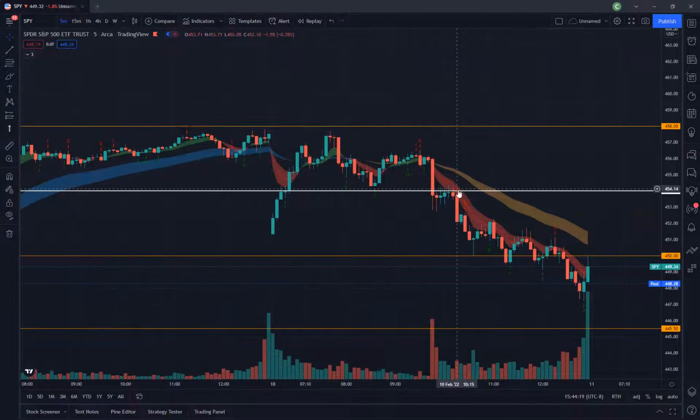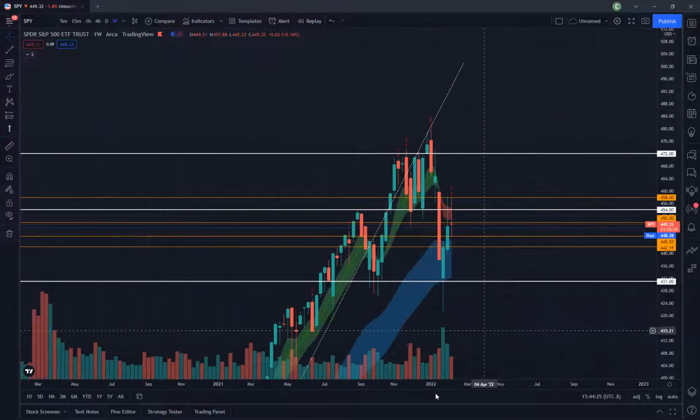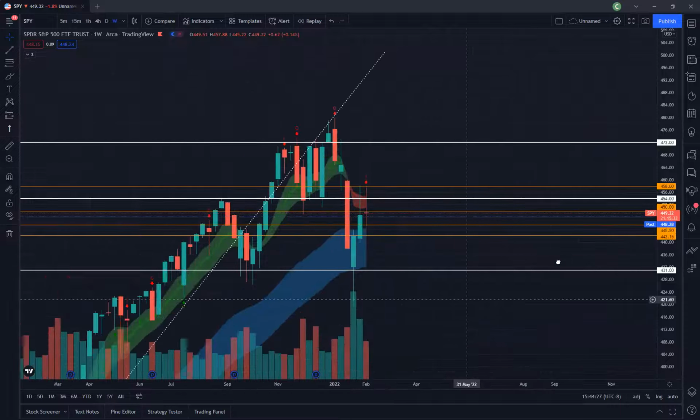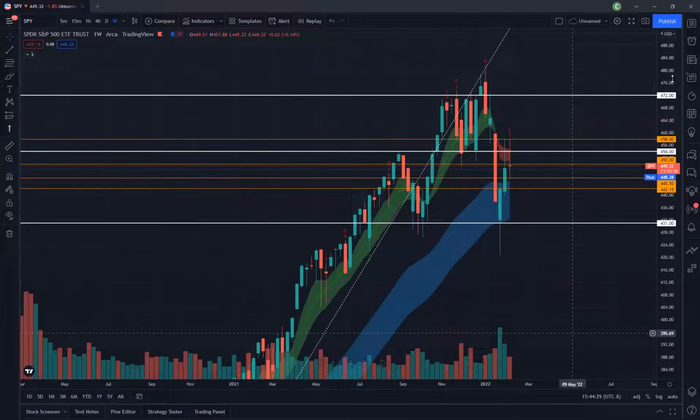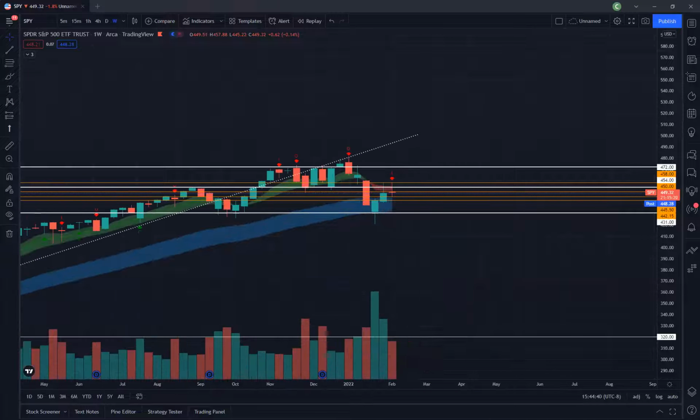Okay, so let's start with this white line. White is for weeklies, WW. This is the weekly chart, and if we zoom out way out here, it's a huge uptrend, right? And then we hit the top here. So that's that white line. And then we fall down to here. So that's that white line.